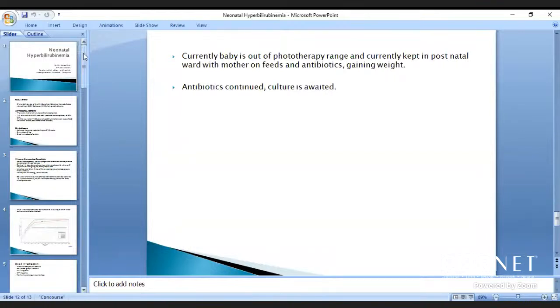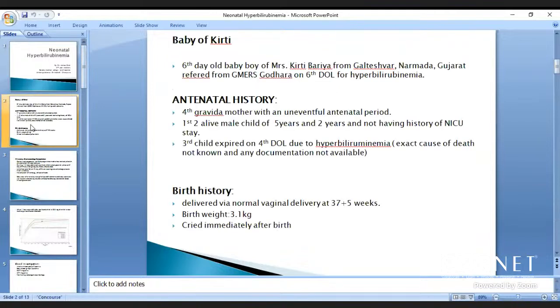Yes, sir. Baby on fifth day, by evening they reached Godhra, where bilirubin was on higher side, and jaundice was up to palms and soles. They started phototherapy, but their bilirubin was 29 milligram per deciliter, which is their report from outside, which is above exchange threshold. So they shifted to our setup for further management.